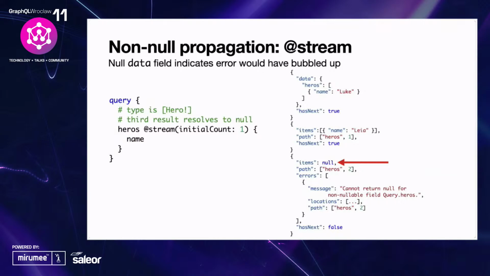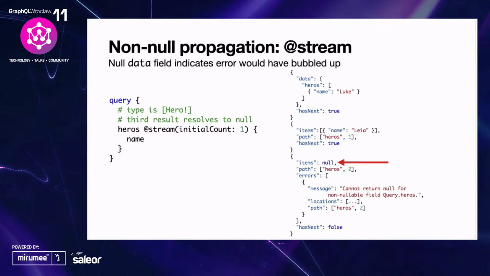Now for an example with stream, the original proposal was to directly return a single streamed list item in that data field, but we decided to instead wrap the streamed list item in an array and call the field items instead of data. And this lets us support batching, but it also allows us to differentiate between a valid null result and a null that originates from an error, which should have bubbled up higher.